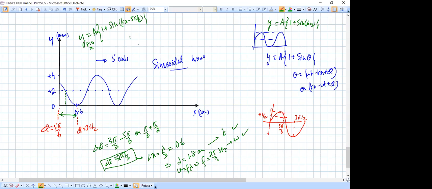So now for y as a function of x and t, just replace kx. In this you have to replace x with x minus vt, or in other words you have to replace kx with kx minus omega t. So the wave equation becomes e into 1 plus sine kx minus omega t minus 5 pi by 6.